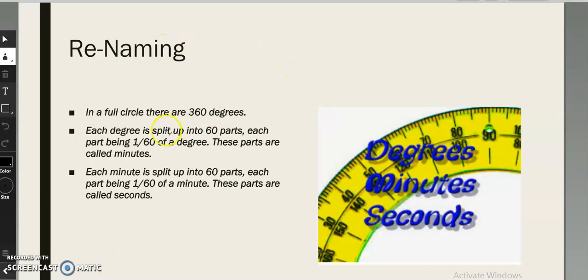All right, so in a full circle there are 360 degrees. Each degree is split into 60 parts, each part being 1/60th of a degree. These parts are called minutes. Each minute is split up into 60 parts, each part being 1/60th of a minute. These parts are called seconds.